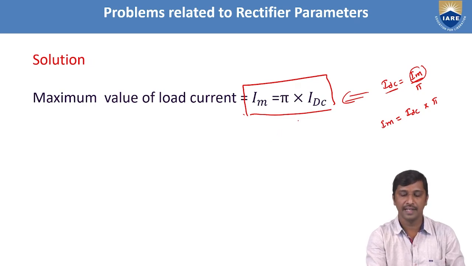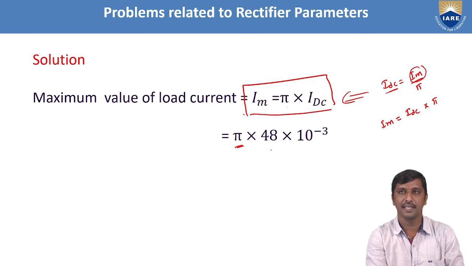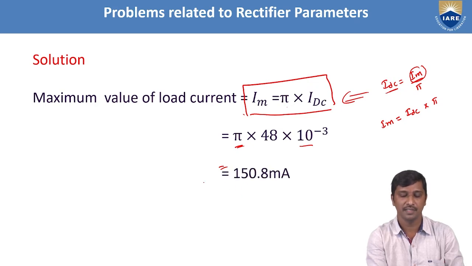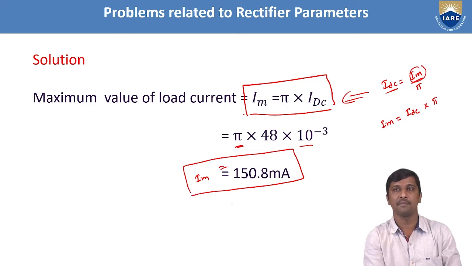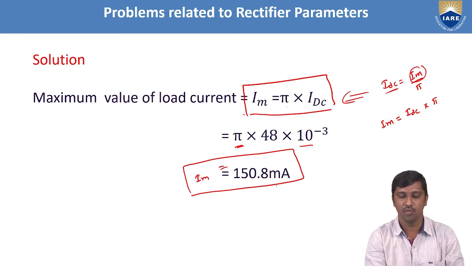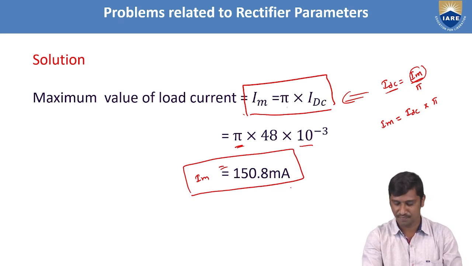Just now we got this IDC value, so we can substitute it here. IDC is 48 milliamperes, and milli means 10 to the power of minus 3. Just solve this product, pi times this one. Now it produces the peak current of 150.8 milliamperes here.